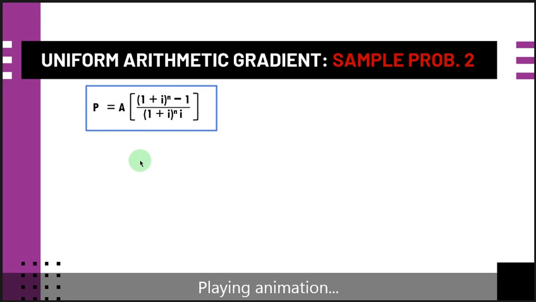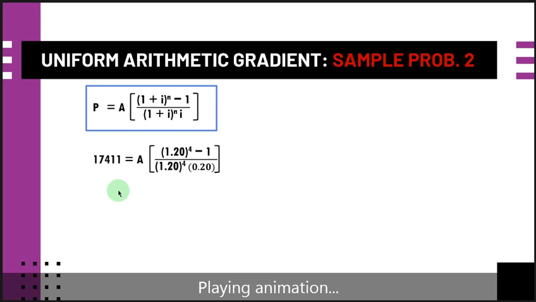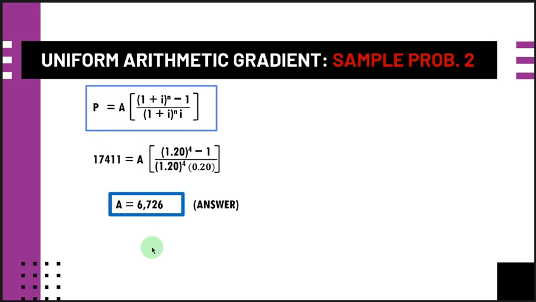Okay, so we have here this 17,411 as our P, and then we have this 20% i, and our n is 4 years. So actually we can get now the value of our equivalent annual payment, which is equal now to 6,726 pesos. And this will be now our answer for the second sample problem. Okay.